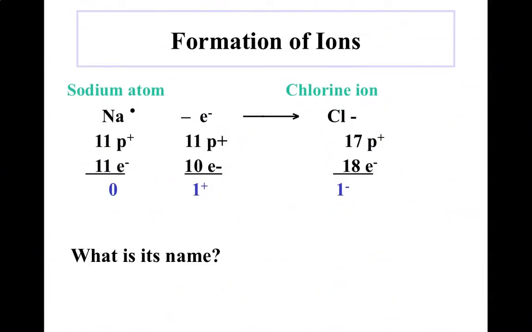So sodium again used to be 11 protons, 11 electrons, and its charge used to be 0. But it just gave up 1 electron, so now it has 11 protons and 10 electrons, and that's how it became a +1 charge. Chlorine is 17 protons and now 18 electrons, and that's why it became a -1 charge, and its name is sodium chloride, your table salt that you deal with every single day.